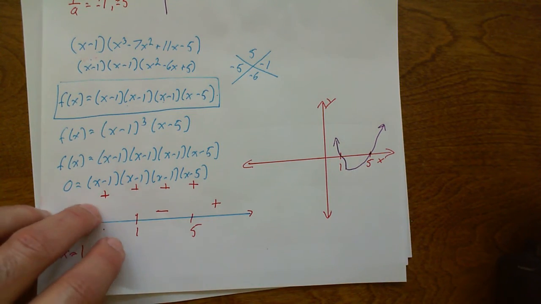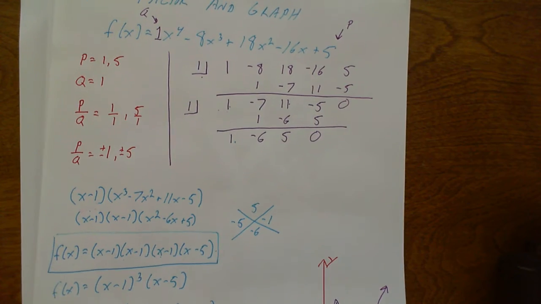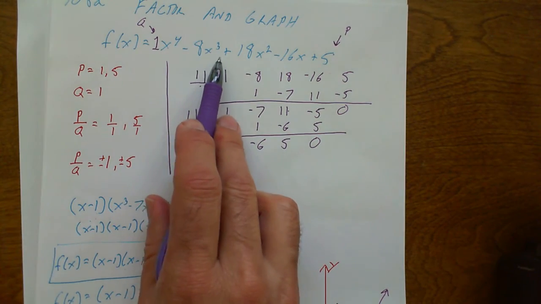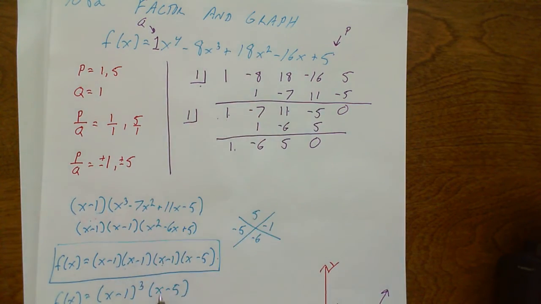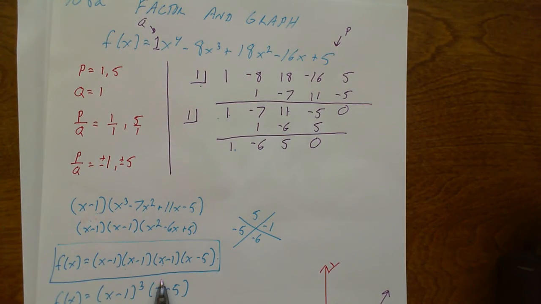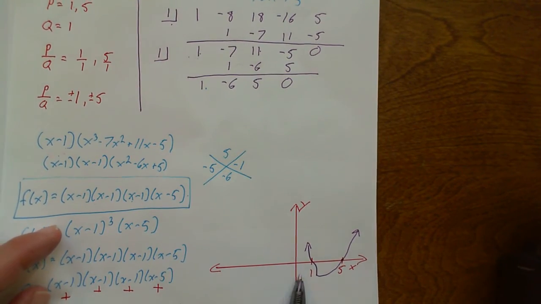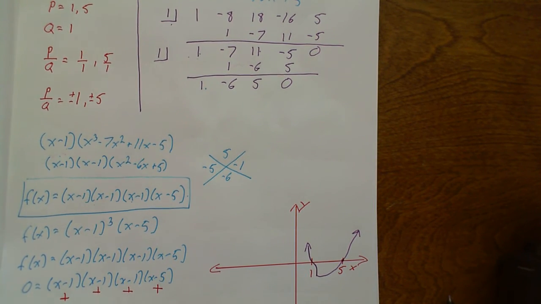Okay, so basically, after all that, go back here. f of x equals x to the fourth minus 8x cubed plus 18x squared minus 16x plus 5. I need to factor and graph. Factoring it looks like this right here, and then the graph is that right there. That's all you got to do.